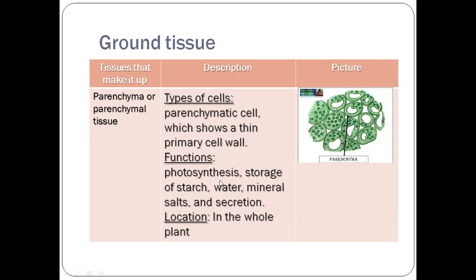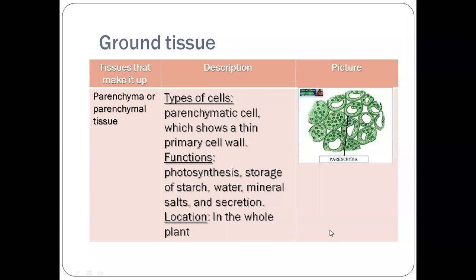Function, photosynthesis. So for that reason, you see the color is green. They can store starch, water, mineral, salts, and secretion. Something that the plant produces that will be storage in the parenchymal cells. And the localization will be in the whole plant or through the whole body of the plant.